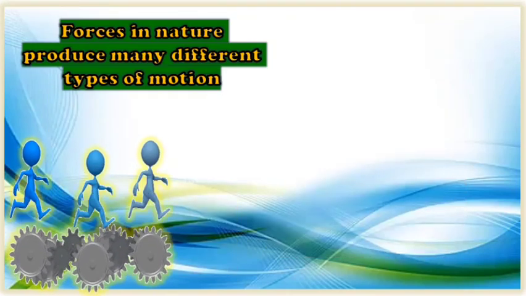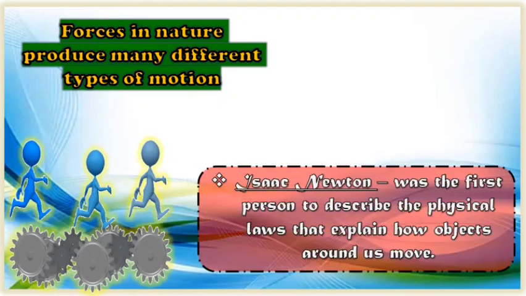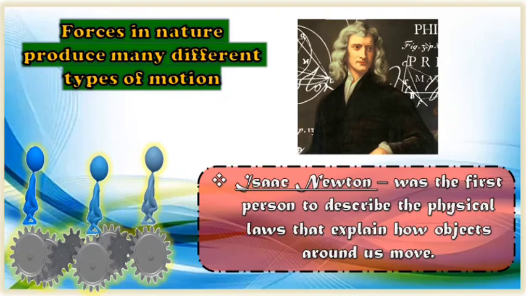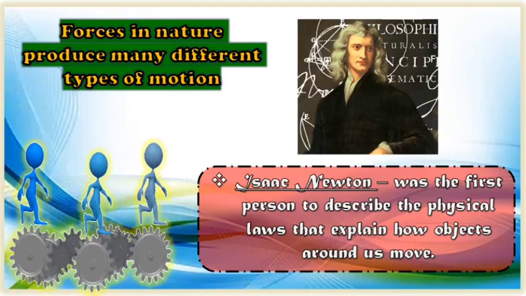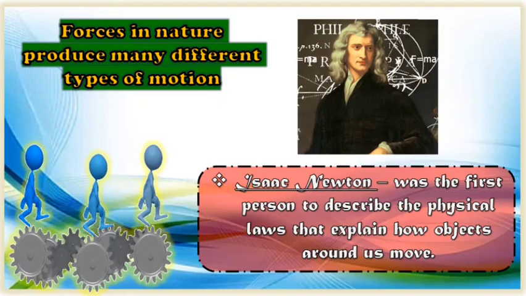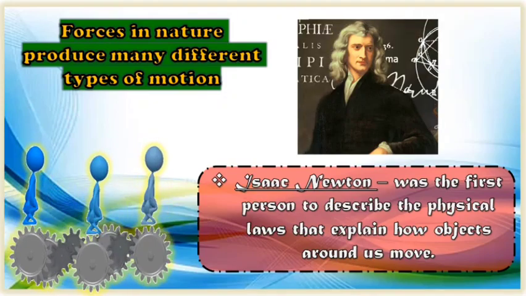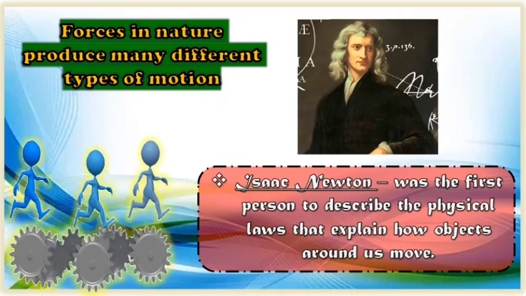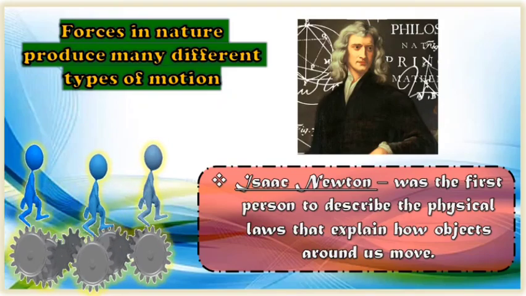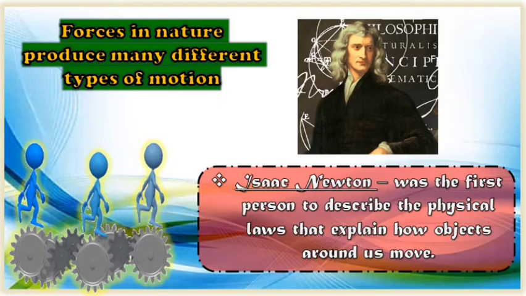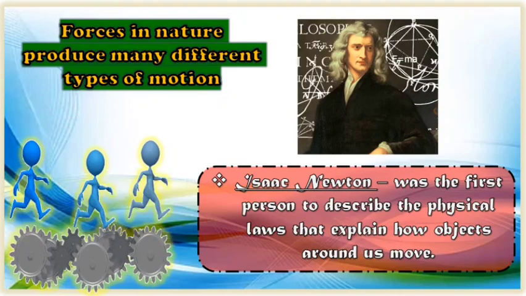So the forces in nature produce many different types of motion. Isaac Newton was the first person to describe the physical laws that explain how objects around us move. So, over centuries, just like Isaac Newton, yung mga engineers, yung mga discoverers, have used their understandings on motion and forces to build many tools and machines that are useful to us. So some of which are just for plain fun only.